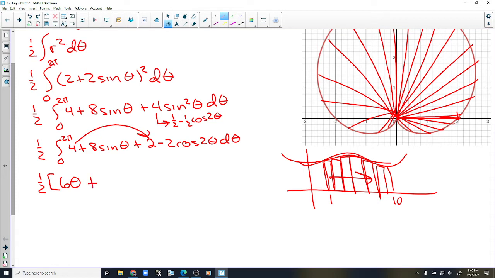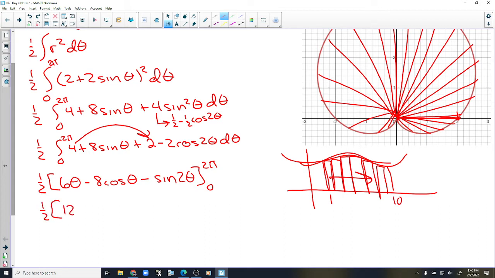Minus 8 cosine theta. And then over here it'd be minus sine of 2 theta, from 0 to 2 pi. There's the antiderivative. Well, the derivative of sine is cosine, right? Am I good then? I think I am. Okay.